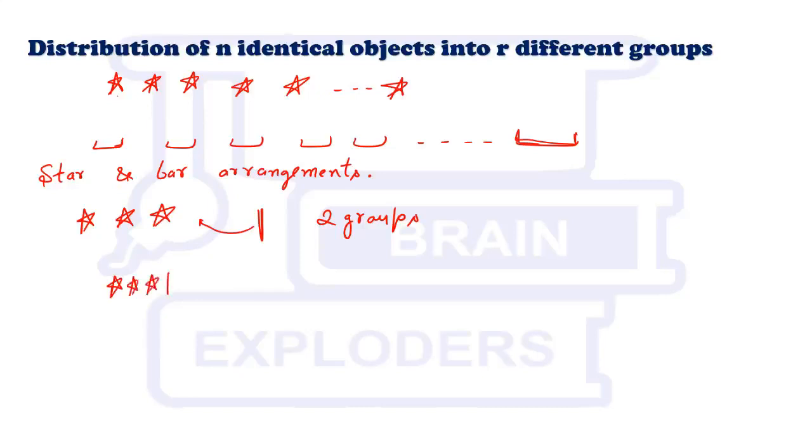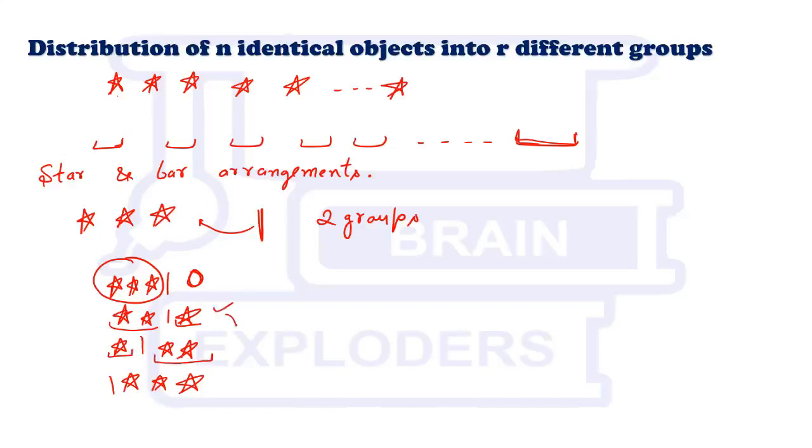Like, suppose the bar is kept here. In the second case, the bar may be kept here, or here, or here. In the first case, group 1 contains 3 stars and group 2 contains 0 stars. In the second case, group 1 contains 2 stars and group 2 contains 1 star. In the third one, group 1 contains 1 star and group 2 contains 2 stars.